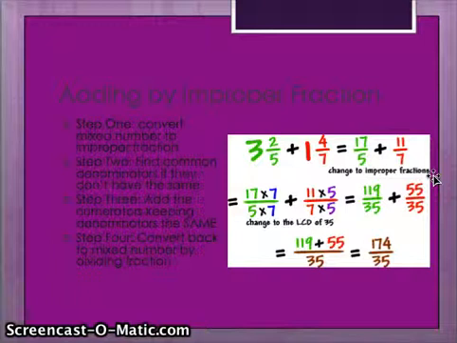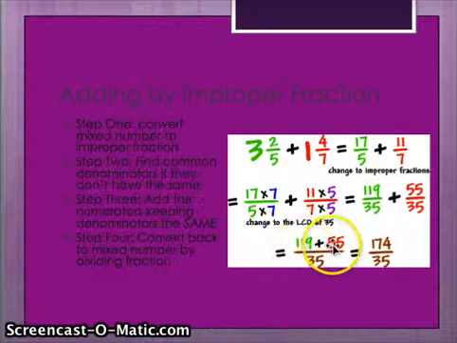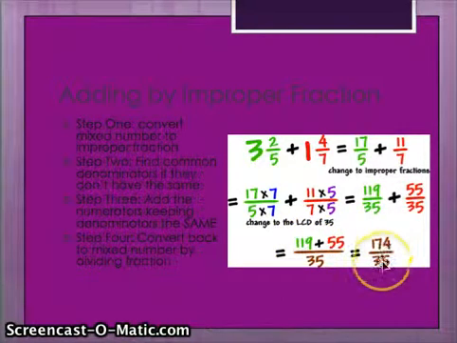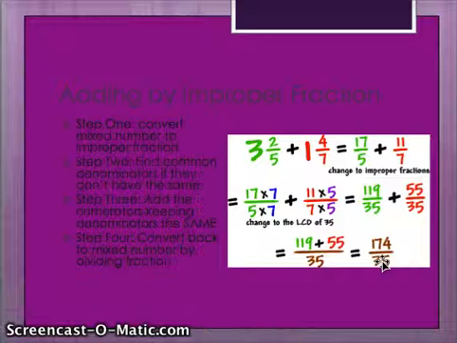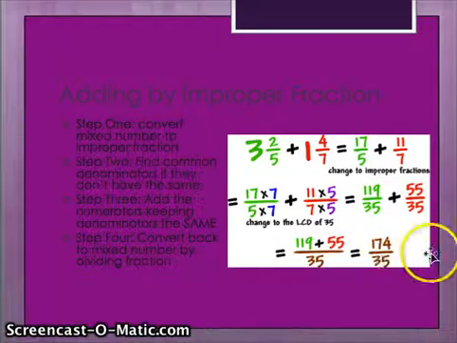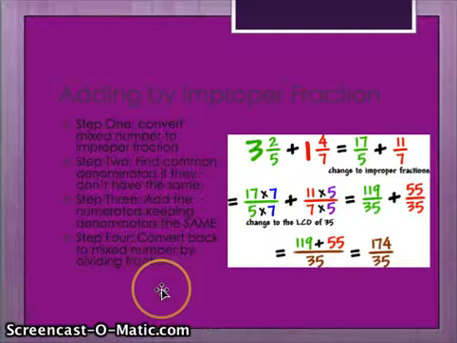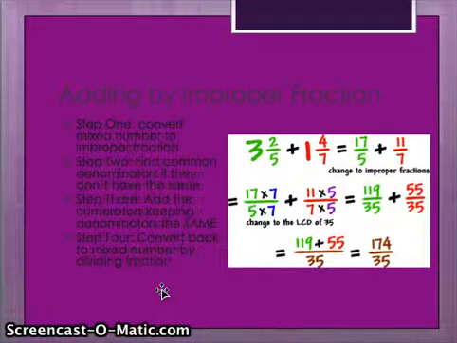So all you need to do now is you add your numerators, and your denominator always stays the same. So we have 119 plus 55, which equals 174. And as I said, the denominator stays the same, so it's 35. If your teacher wants it simplified, you're going to have to complete step 4, which is converting back to a mixed number by dividing.